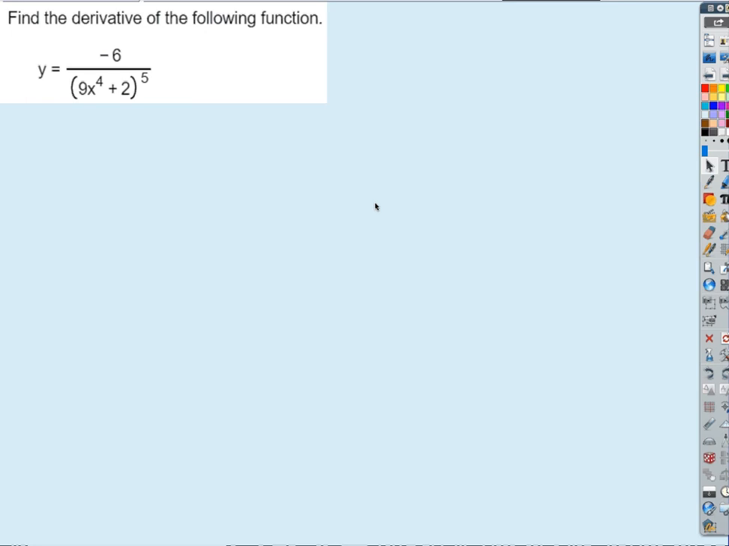What's important about that one? What should I do here? Brittany, what should I do to that one? Do I want to use the quotient rule? I can, you're right, it would work, but I don't really want to. I can do it more easily.